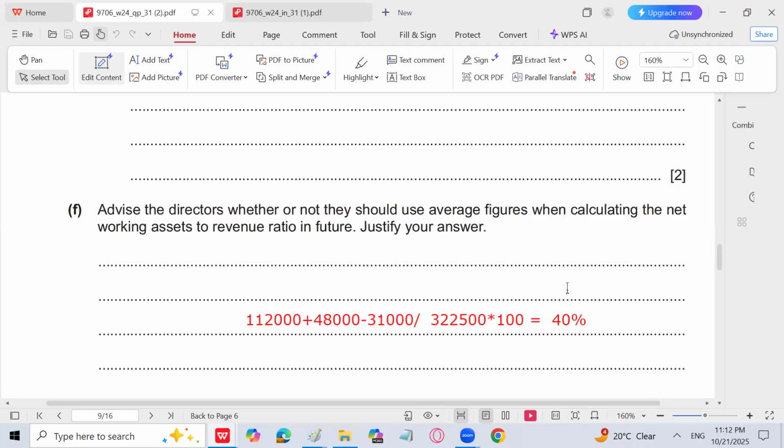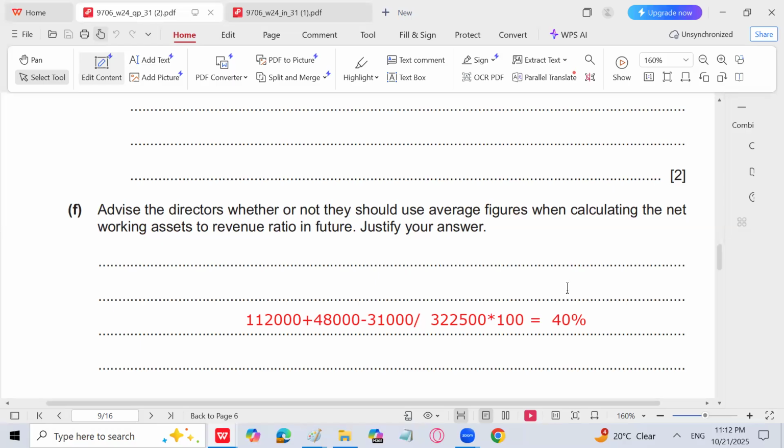Advise the director whether or not they should use average figures when calculating the net working asset to revenue ratio in future. Justify your answer. Obviously, average balances are more favorable because they give more accurate figures. Sir, what do you mean by average figures? Okay, let me show you. Average figure means the opening inventory plus closing inventory divided by 2. Opening trade receivable plus closing trade receivable divided by 2. This is how you will take it.